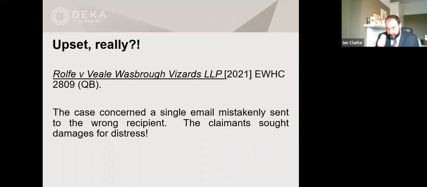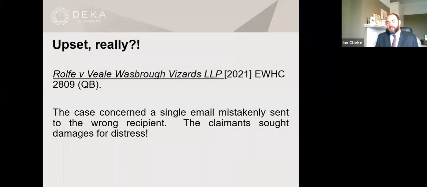So you've looked at the pleadings, made an issue out of that, potentially, perhaps struck out an MPI claim, perhaps struck out a breach of confidence claim, struck out the negligence claim. You're left with a Data Protection Act claim or a GDPR claim, with the claimant saying that they were terribly upset by this breach and they want some money, which takes you to Rolfe and Veal Wandsworth.